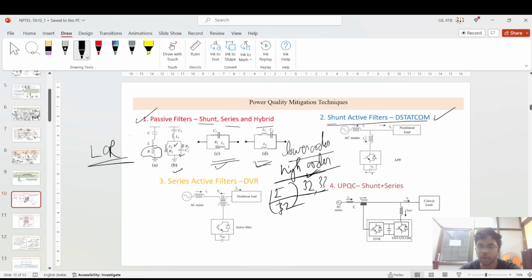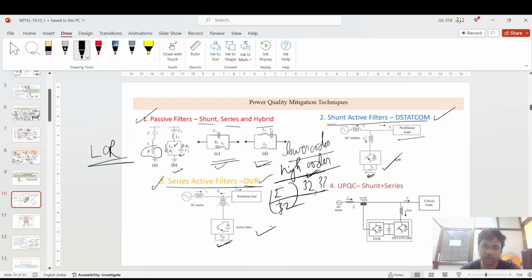Certain shunt active filters are also there, such as the STATCOM which I have taught, and you also have a capacitor bank. Automatic power factor correction is also there in the system for the non-linear load. Suppose the non-linear loads have certain harmonics, you inject a certain reactive power component to improve this non-linear behavior, or you can consume the extra reactive power which occurs in the system.